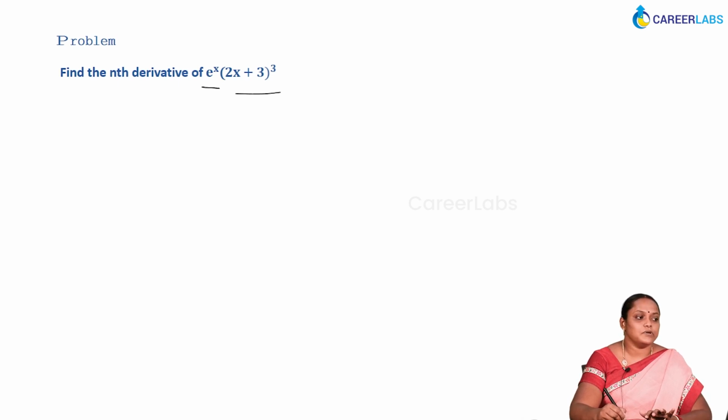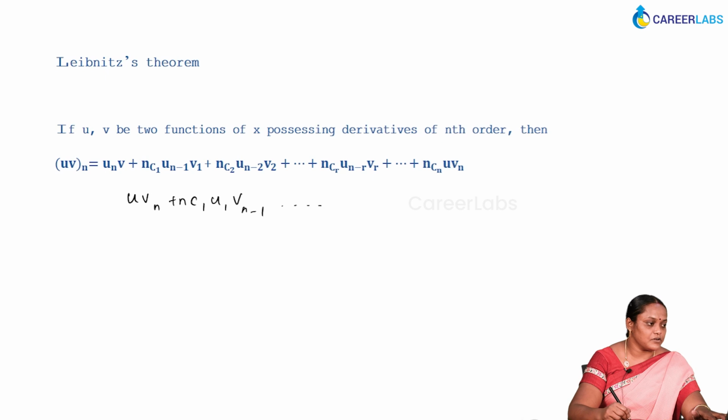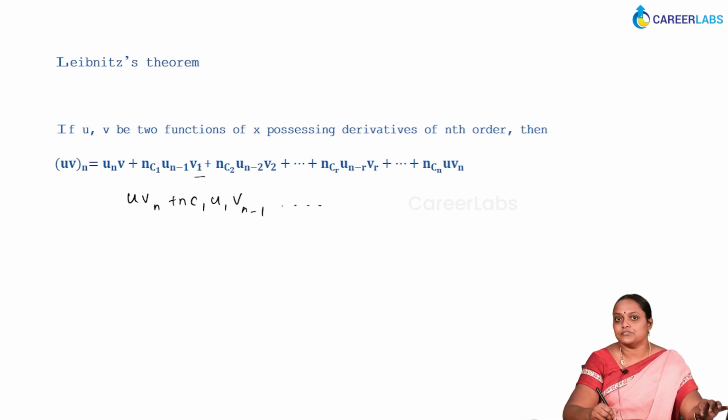Which one has to be taken as u and which one has to be taken as v, that we are supposed to decide. Whichever function is going to vanish faster, we will consider that as v. We are going to use this formula, that is un v plus nC1. When you differentiate, v1 stands for the first differentiation and v2 is the second differentiation of v. Whichever term is going to vanish faster, we take it as v.